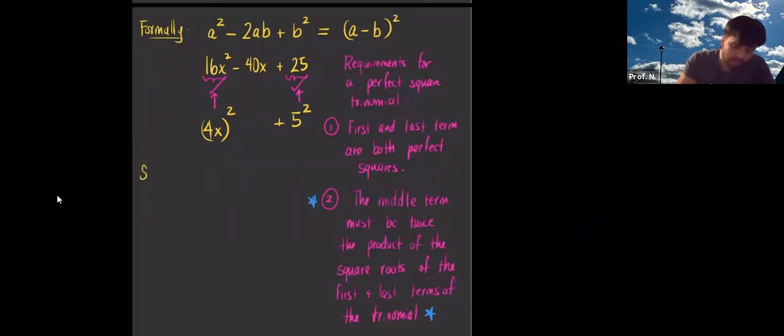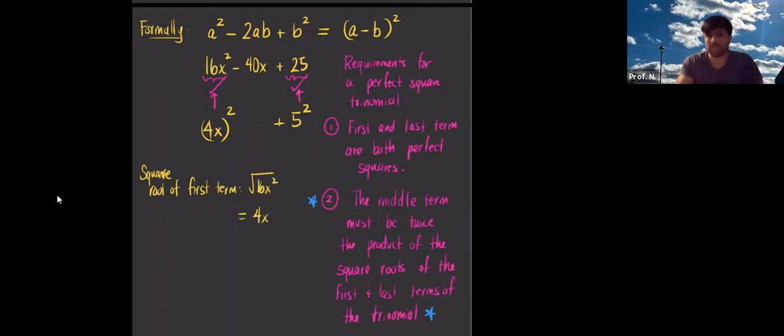What is the square root of the first term? Well, if I take the square root of 16x squared, I get 4x, right? Because 4x, when I square it, is 16x squared. So 4x is the square root of my first term. And I'm going to call this the a value, right? This is my a.